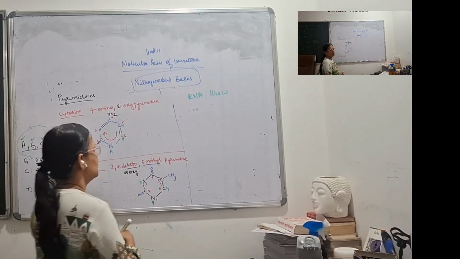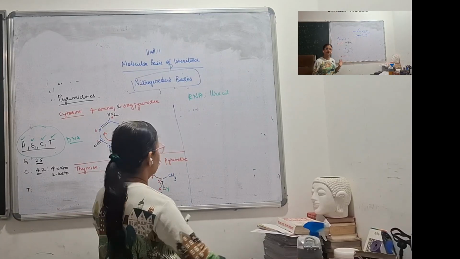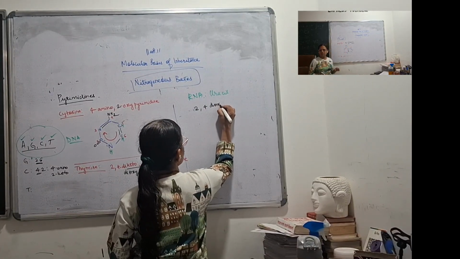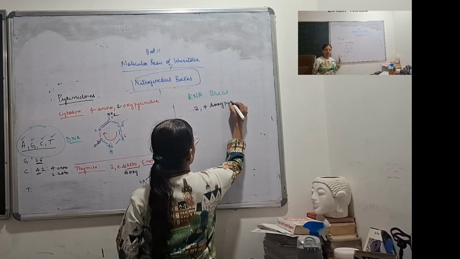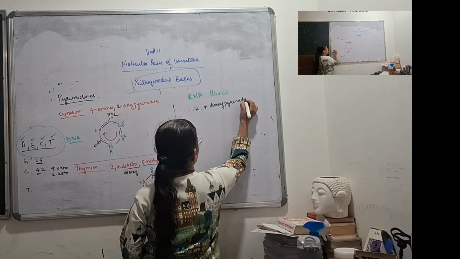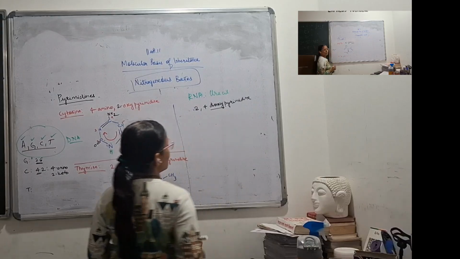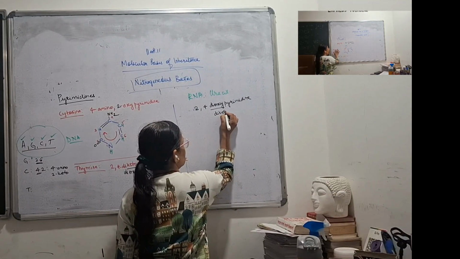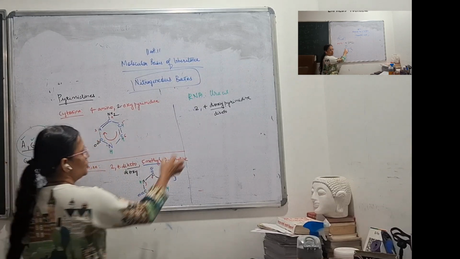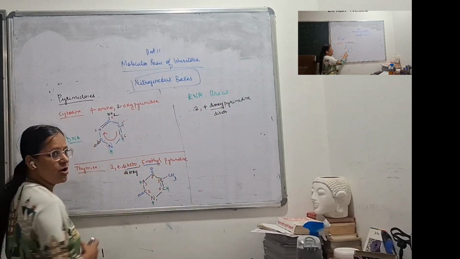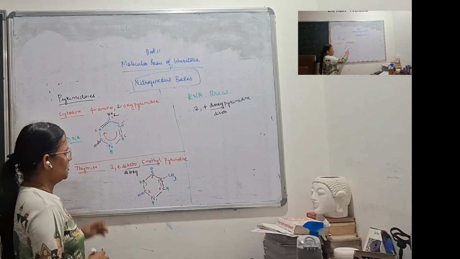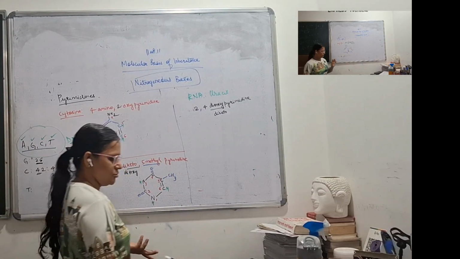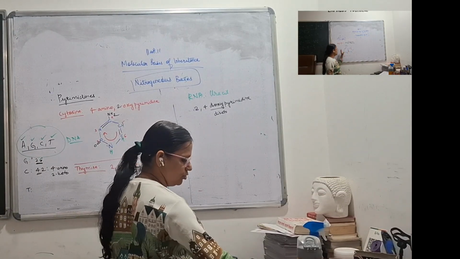The chemical name of uracil is 2,4-dioxypyrimidine. Very small name. 2,4-dioxy, or I can even write it as diketo. Meaning the structure of uracil resembles the structure of thymine. The only difference is that there is no methyl group present at the 5th position. So you can also draw the structure on your own.